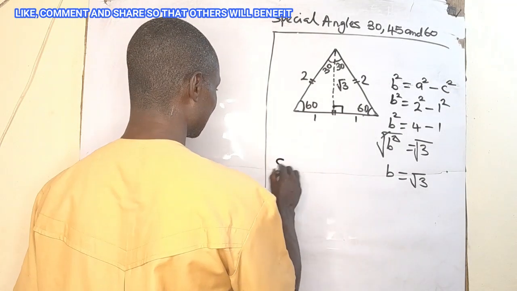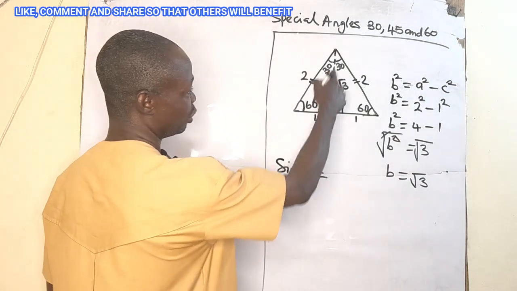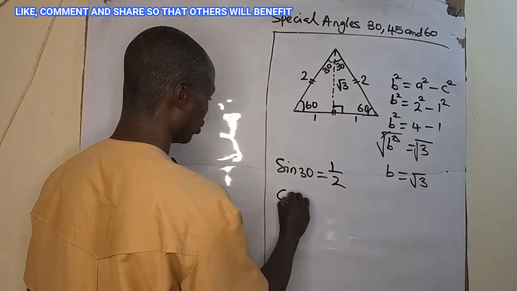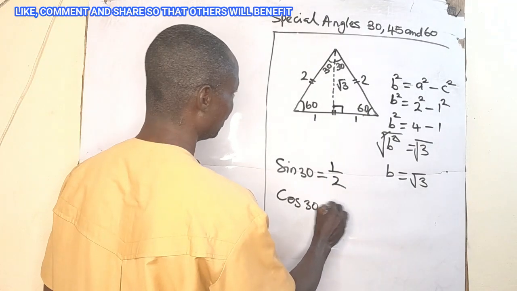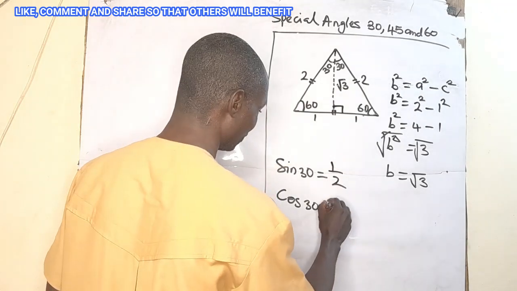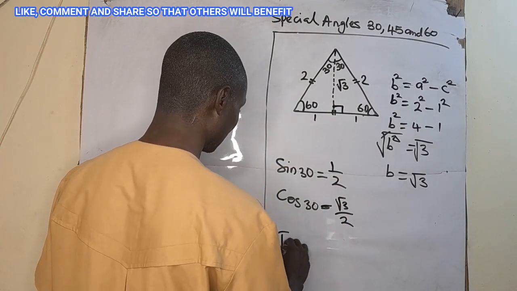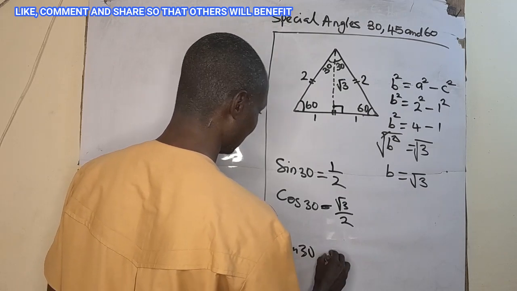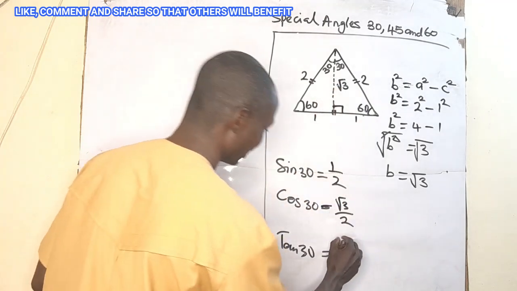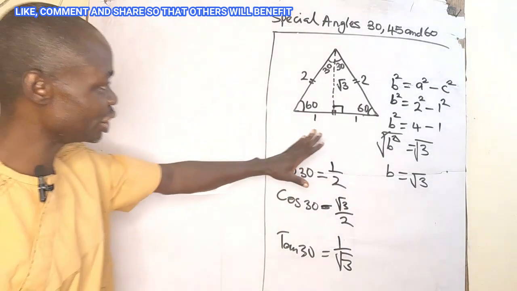So sine 30 is, looking at 30 here, opposite over hypotenuse. You can see it is 1 over 2. Then cos 30, what is 30 here? 30 is adjacent over hypotenuse. So that means cos 30 is root 3 over 2. And then tan 30 is going to be what? Tan 30 is opposite over adjacent, and that gives us 1 over root 3. Okay, so that is the ratio here.